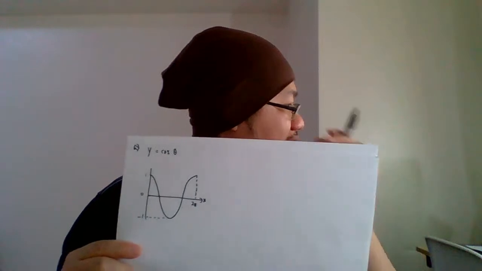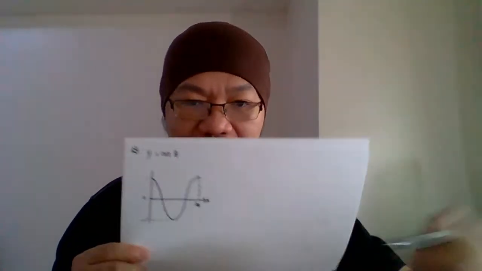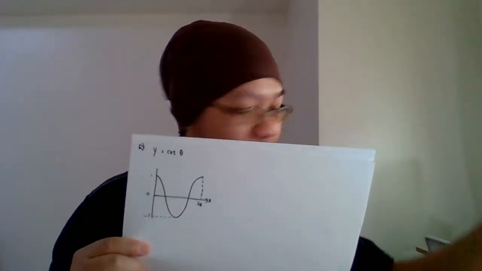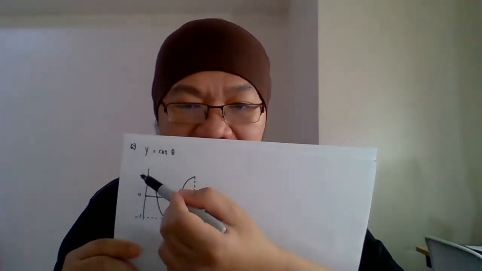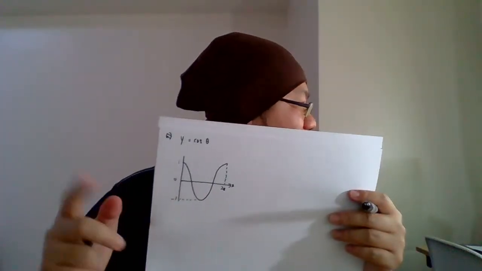Now look at number 1. Number 1 is y equals 2 cos theta. That means look at the cos theta first, the shape, and 2 in front. That means your amplitude is 2, 0, negative 2. That's all. Okay, that is your number 1.